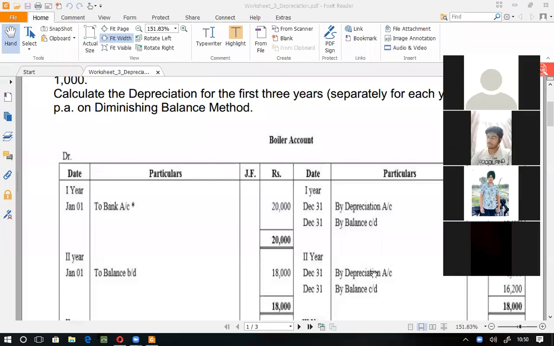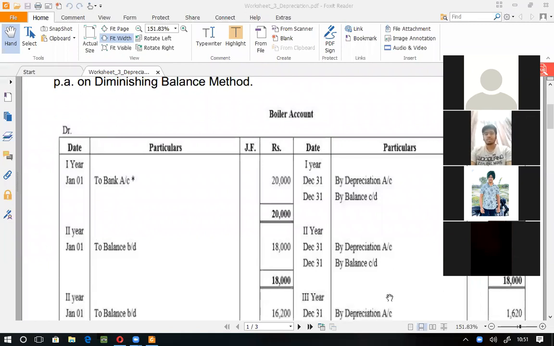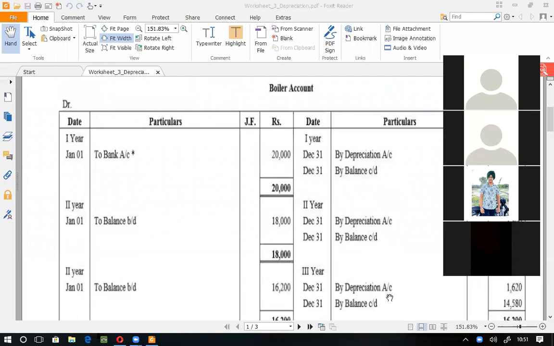And the remaining value of the asset, 18,000 minus 1,800. Anyone? Now, Gurvinder, 16,200. Sahil, you also tell what will be the remaining value of the boiler? So 16,200. Very good. Ayush, Sahil, you both tried very well. 18,000, then depreciation is 1,800, so the value of machinery becomes 16,200. This will be carried down. Now this carried down becomes brought down for the next year.